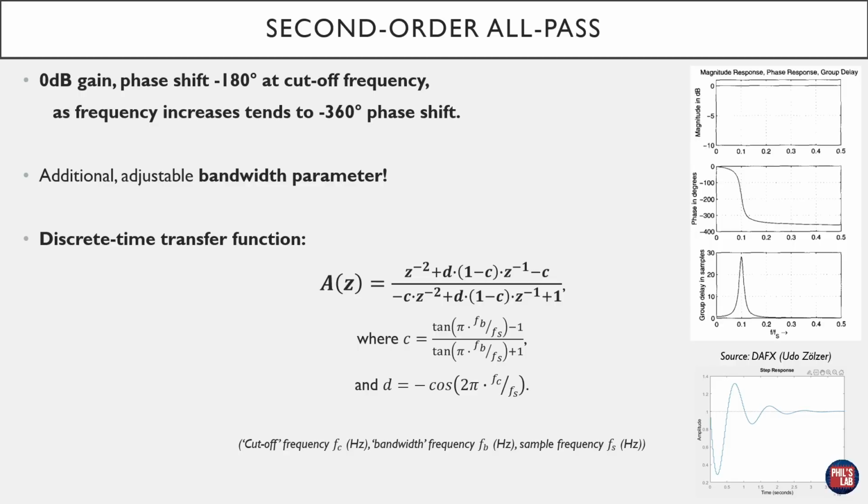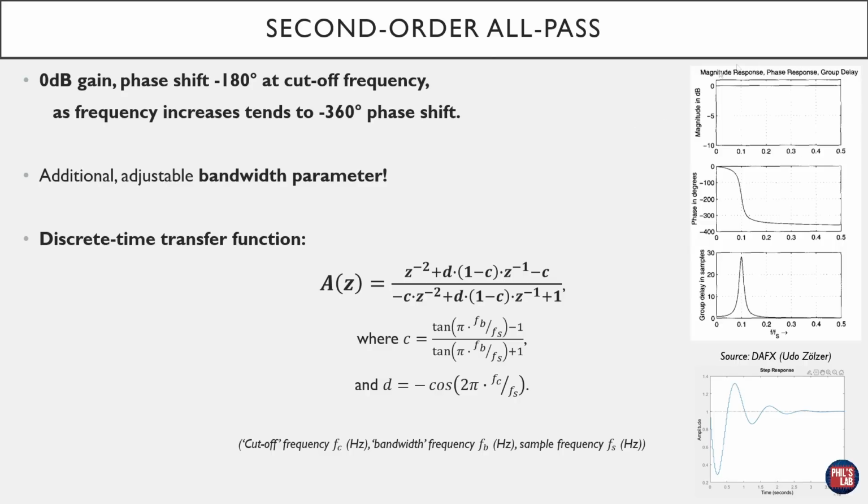Moving on, another very useful type of all-pass filter is the second order all-pass filter, which builds on the first order all-pass filter. The characteristics are similar, where we have 0 dB of gain in the magnitude, but at the cutoff frequency, we now have minus 180 degrees of phase shift because this is a second order system. And then beyond this cutoff frequency, as the frequency increases, the phase shift tends to minus 360 degrees.